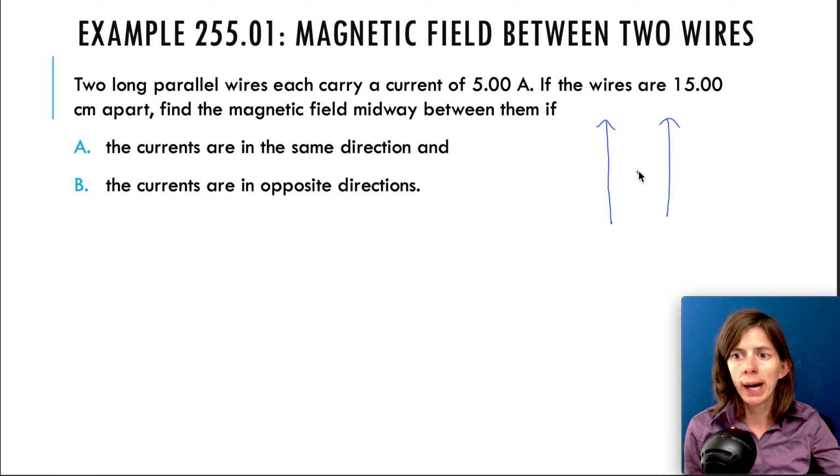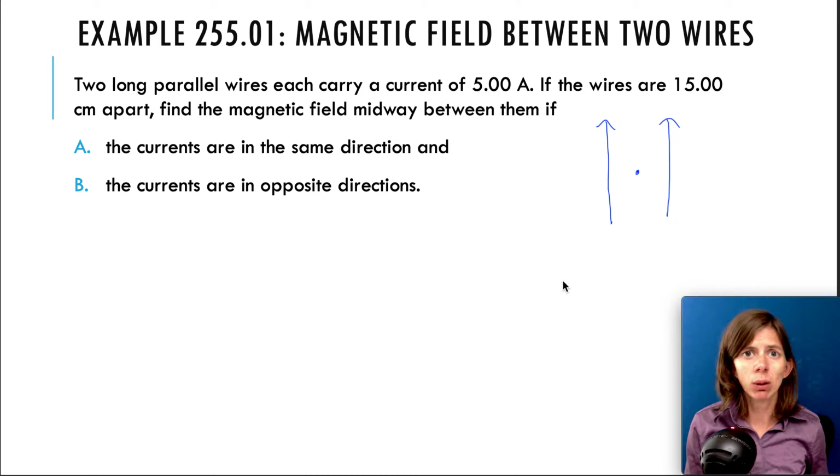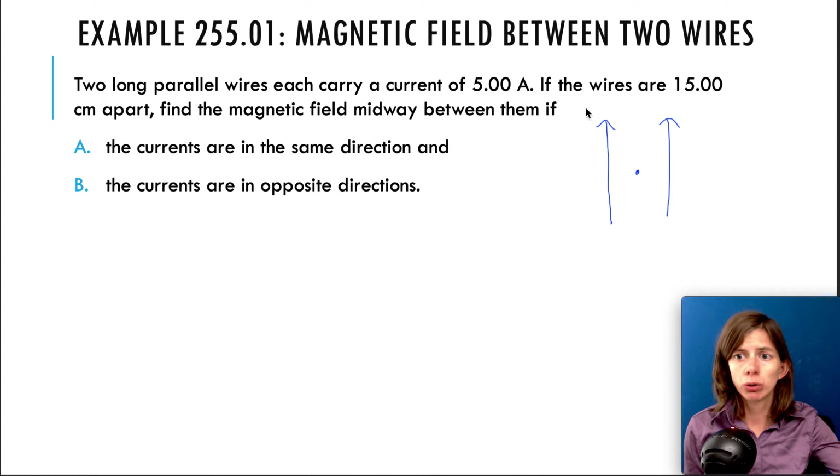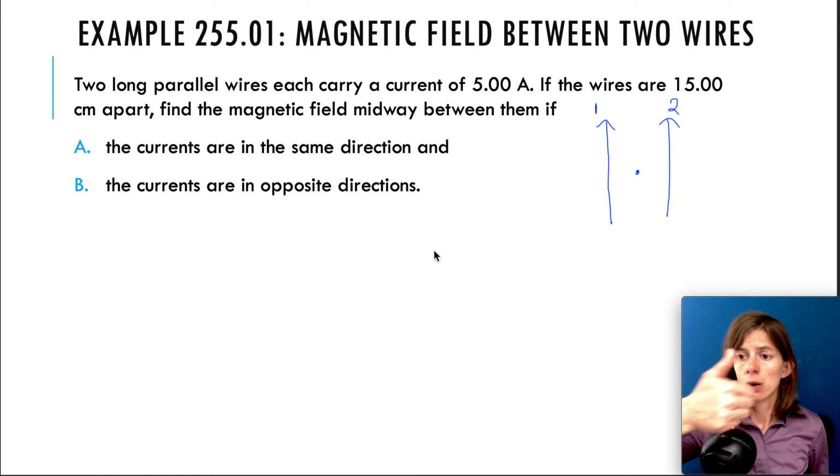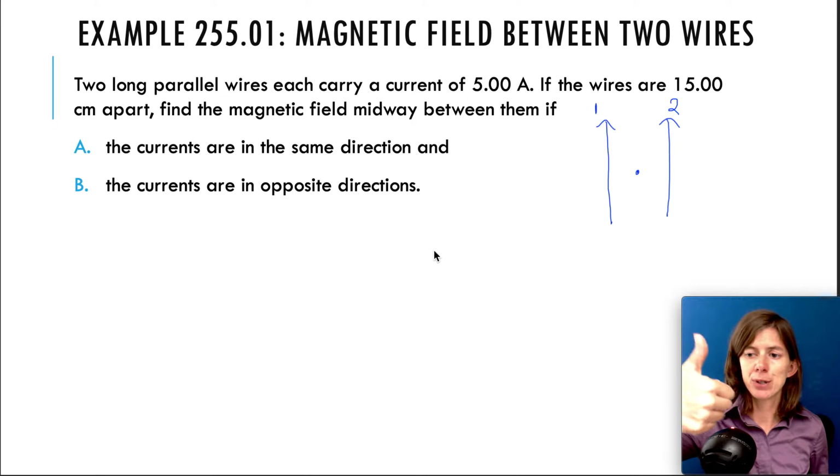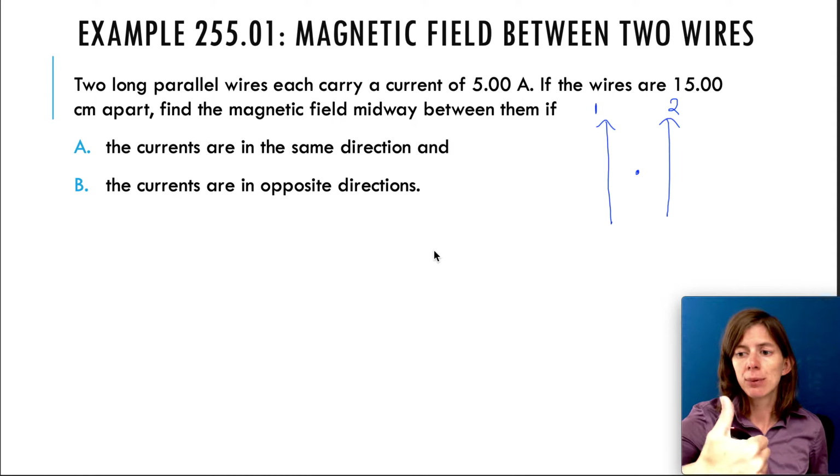Okay, so what I want you to do is use the right-hand rule, number 2, to figure out what is the magnetic field direction due to wire 1. I call this the left one wire 1 and this one wire 2. What is the direction of the magnetic field at this location due to wire number 1? So use your right-hand rule and let's see if you came up with the right answer. Again, pause the video as much as you need to.